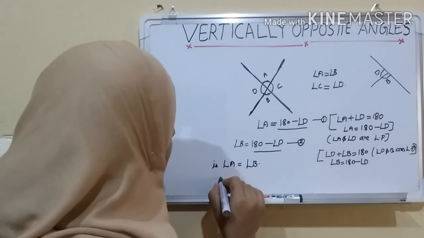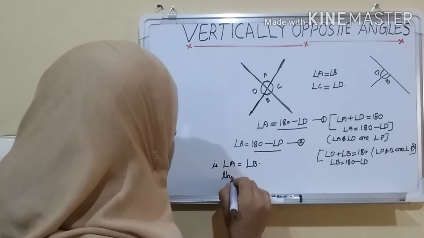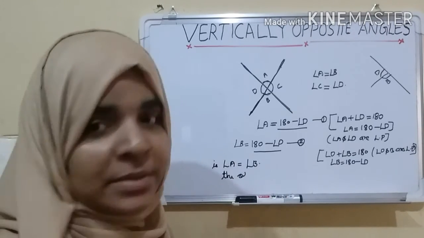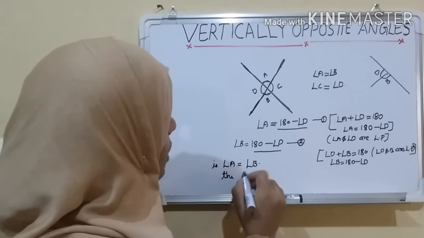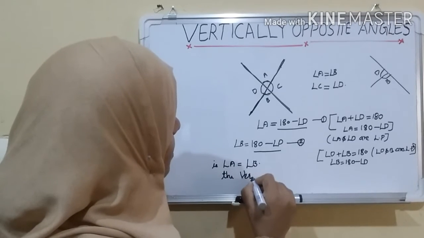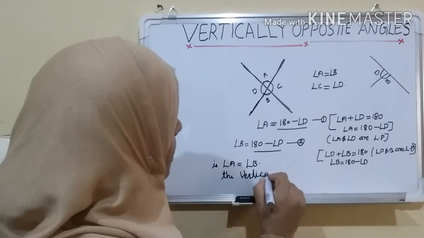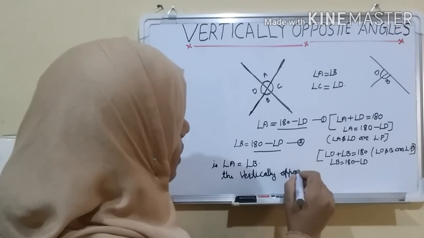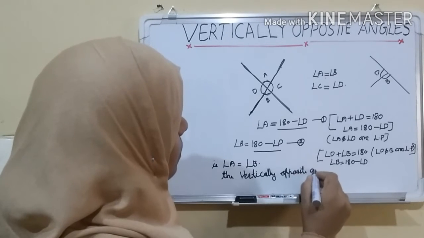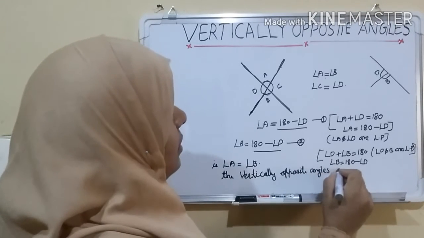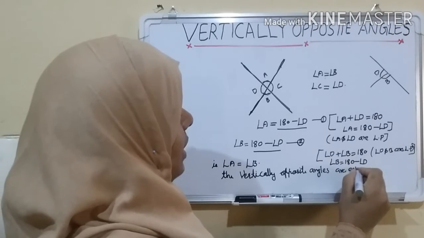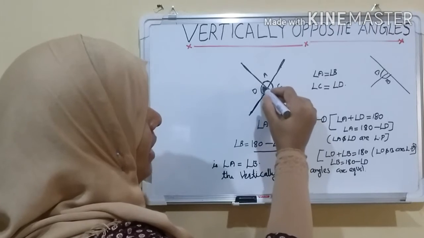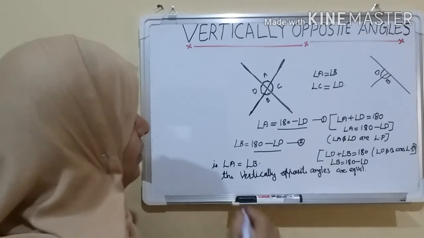That means the opposite angles are vertically opposite angles. That means vertically opposite angles are equal. Right. Vertically opposite angles are equal. Similarly, we can prove that this angle C and angle D are equal.